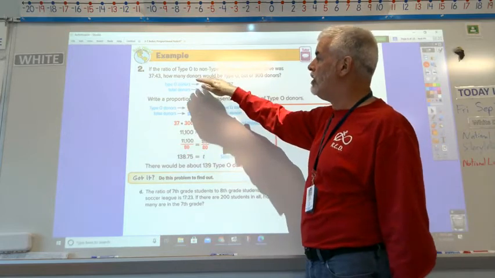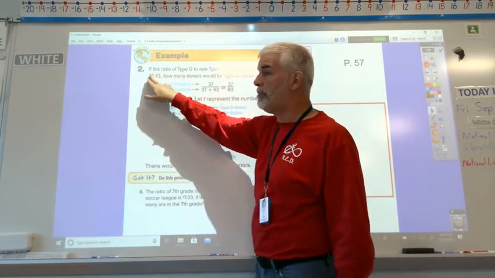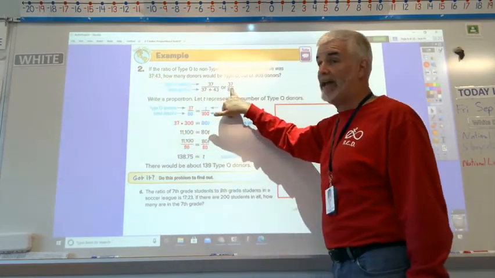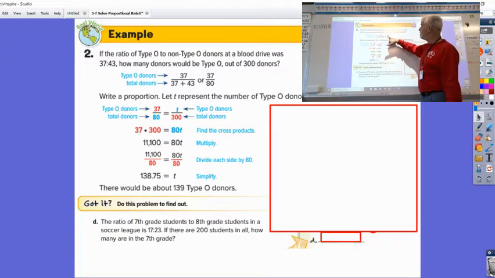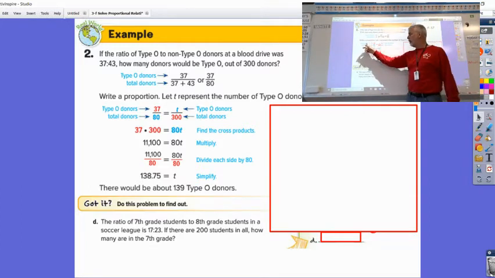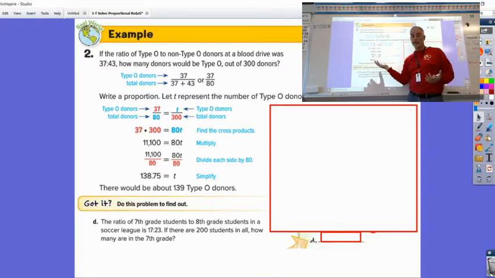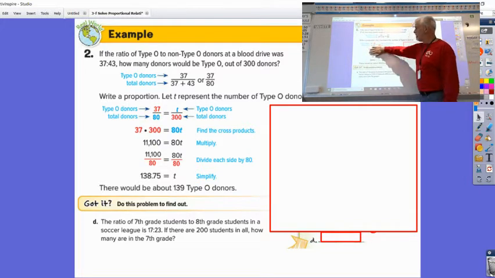So what you know here is that there are 37 type O donors out of a total of 80. 37 out of 80. And so now you're trying to figure out, well, how many would there be out of 300? So that's how you set up your proportion. Type O over total, 37 over 80, equals type O over total out of 300, the type O's is I don't know what it is, right? So I use a letter variable to represent that unknown. So now there's my proportion.